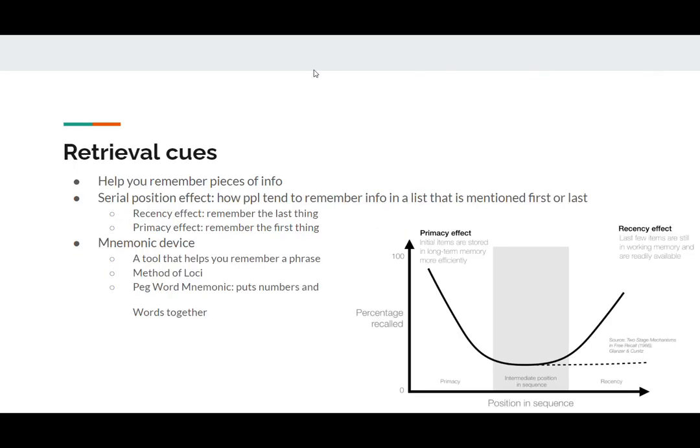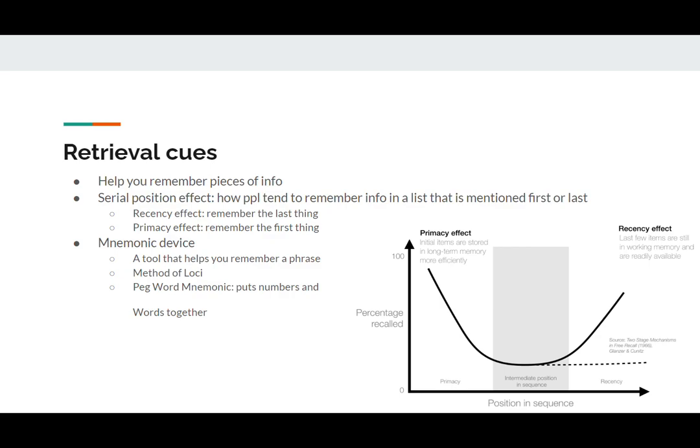There are many retrieval cues which help you to remember pieces of information. The more cues, the easier it is to remember something. So the first one is serial position effect. The serial position effect is how people tend to remember the information in a list that is mentioned first or last. The information mentioned in the middle is more forgotten, as shown in this picture as well. You can also split this up into recency effect and primacy effect. Recency effect is remembering the last thing that was said, whereas primacy effect is the opposite, and it's remembering the first thing that was said.